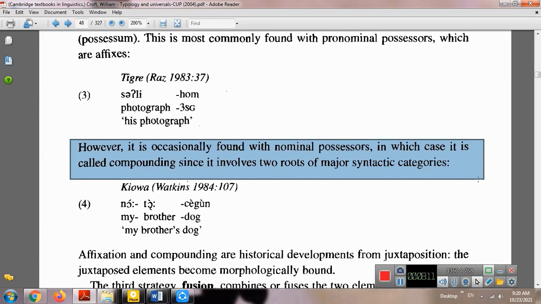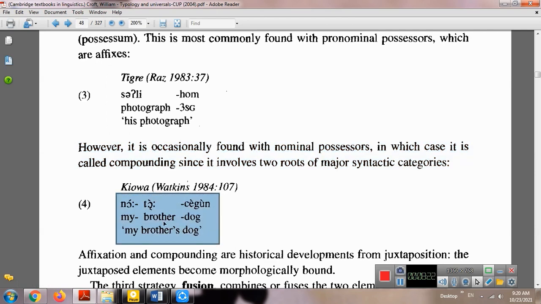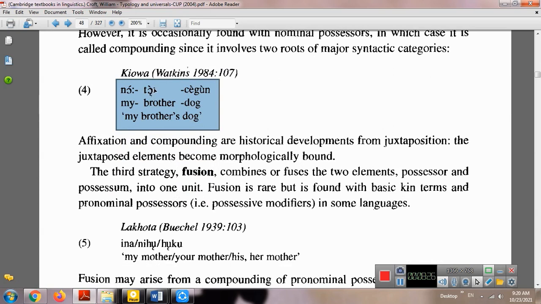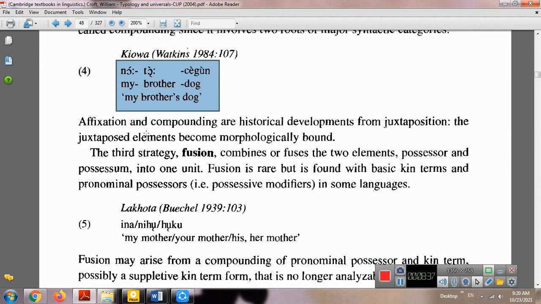compounding, since it involves two roots of major syntactic categories, like my brother dog, my brother's dog. Here we use the compounding way. The examples are not important for a final exam and for your summarizing. We just give this example to clear the matter.